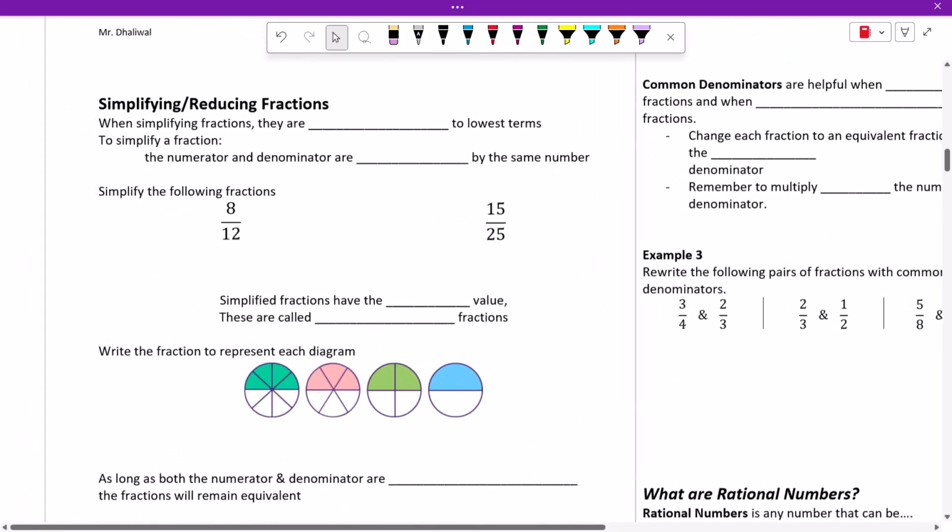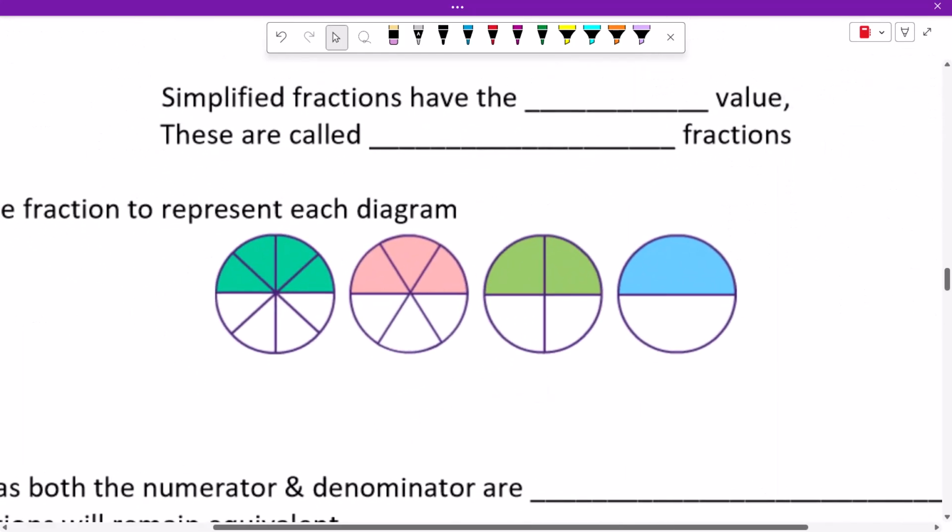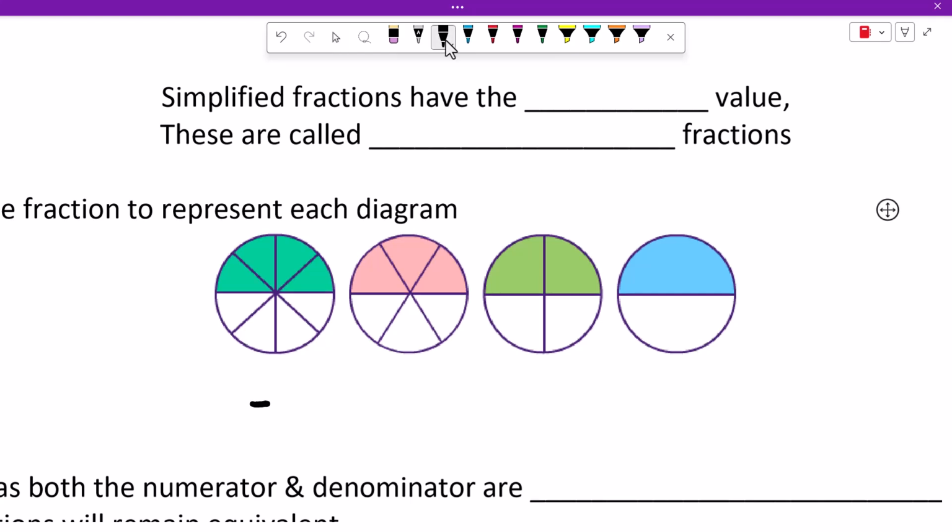All right, so I'm going to jump around this page. The first thing is with these circles on the middle of the page here on this side. I want to write the fractions for these. When you're writing fractions, we have a number on the top and the number on the bottom. For this green one, what would the number on the bottom be? 8. So the bottom is what the total is, how many pieces there are. Here there are 8 pieces.